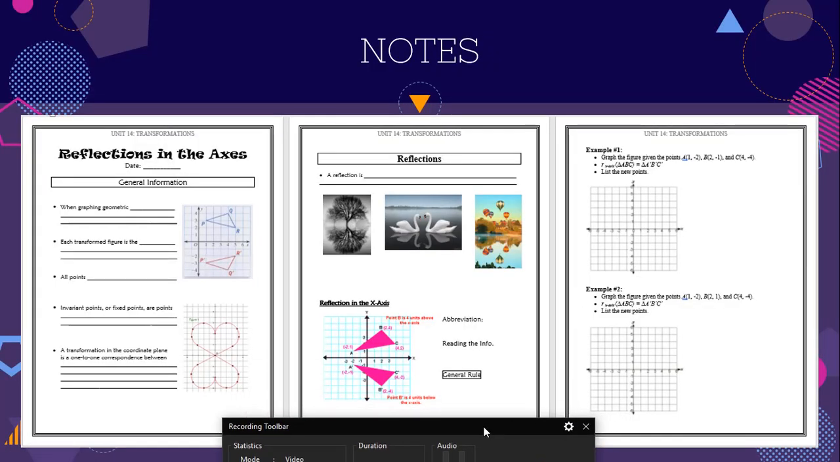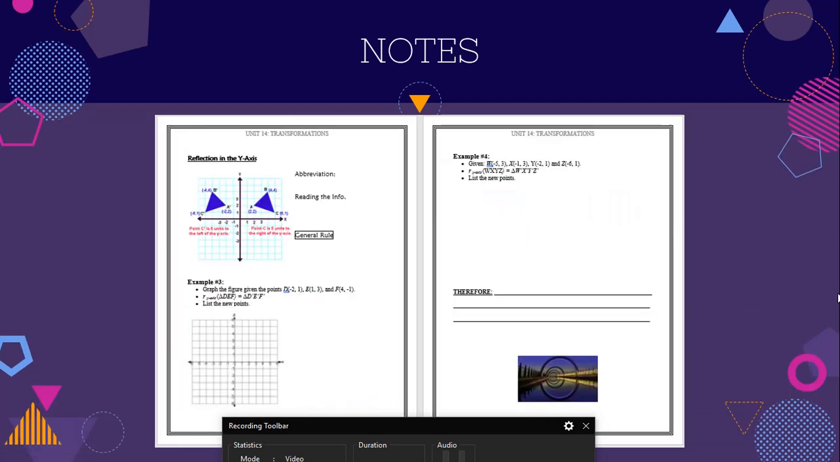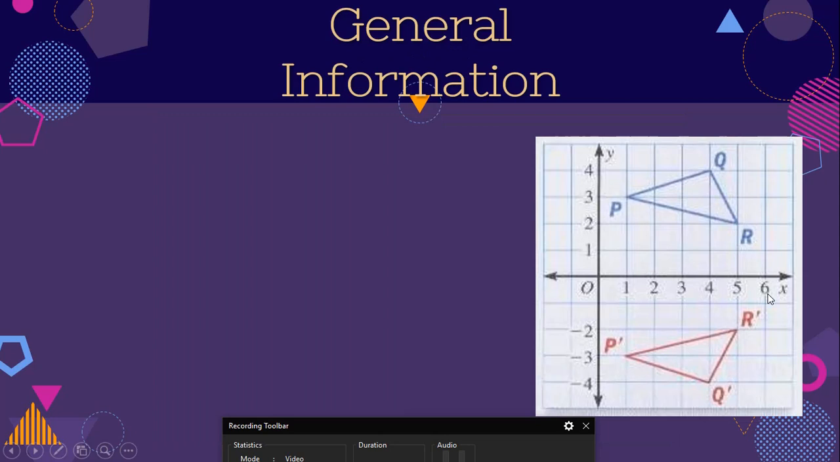The note packet has 5 pages. These are the first 3, and hopefully this packet is pretty well put together. And these are the other 2 pages that you need. We're going to start with some basic vocabulary before we actually get into the reflections.